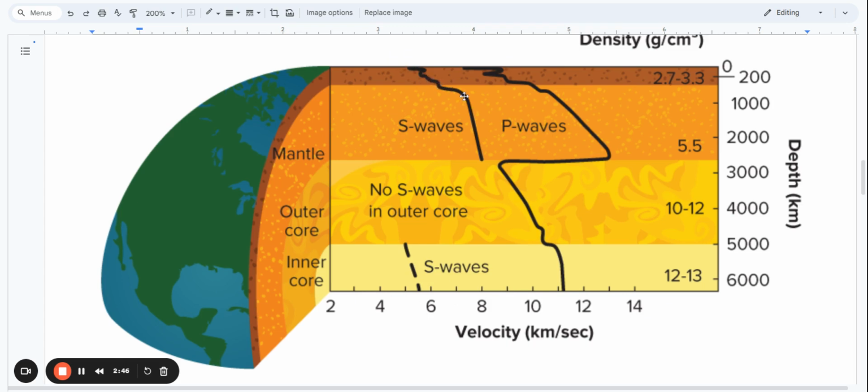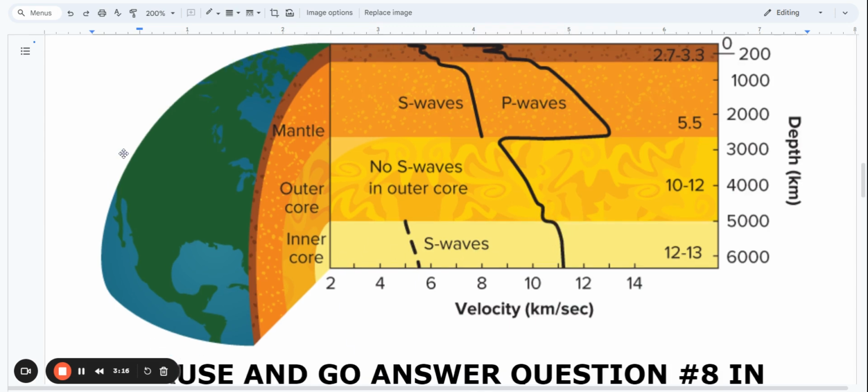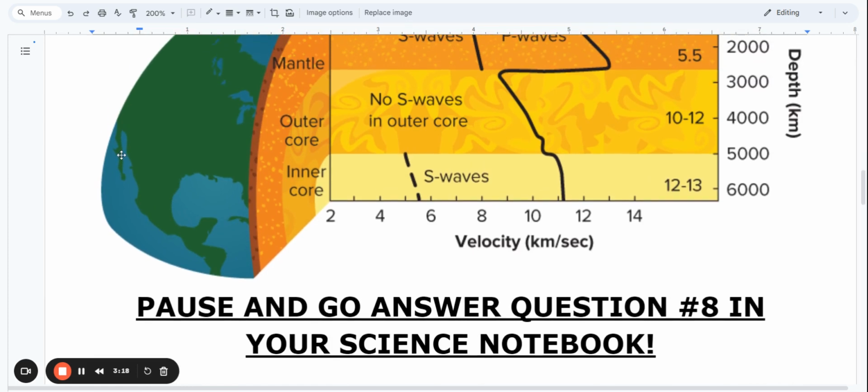In the crust and then the mantle, we see both the S waves and the P waves, and they're both going fairly straight. Then at the edge of the outer core, the P wave bends and continues through that outer core, but there's no S waves in the outer core. That's how we determined it was a liquid. Then we get to that inner core. We do again see S waves. And again, the P wave gets bent a little bit because it is a different material. Pause and go answer question number 8 in your science notebook.